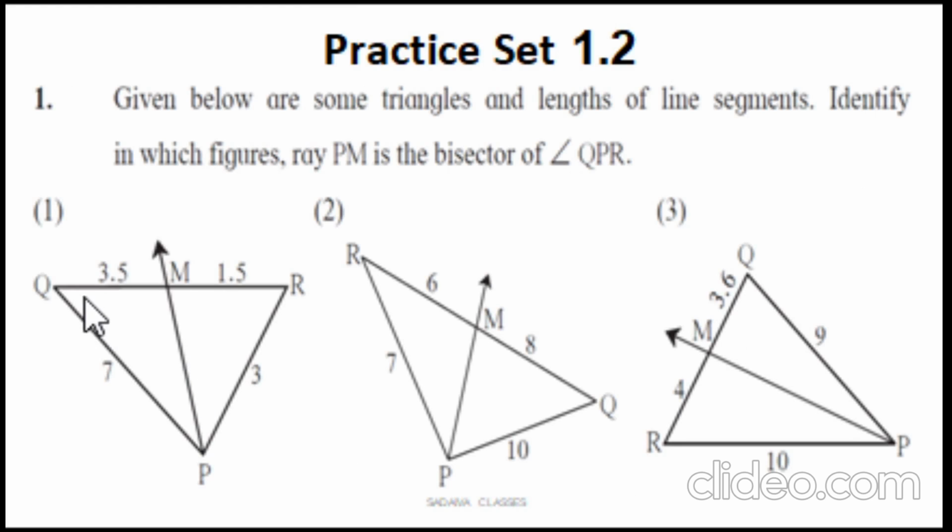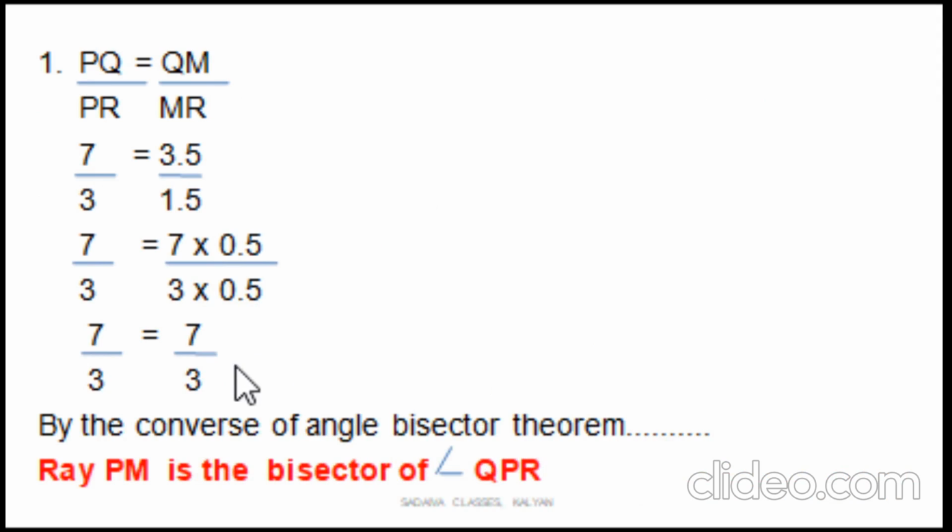This ray PM is the bisector of angle QPR by the converse of angle bisector theorem. Second question.